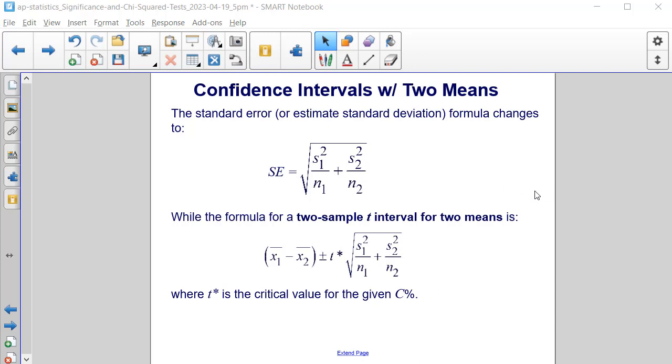The formula for a two-sample t interval for two means is the sample mean for the first set minus the sample mean for the second set, plus or minus the critical value for the given confidence level, t star, times the standard error, which was explained up here.